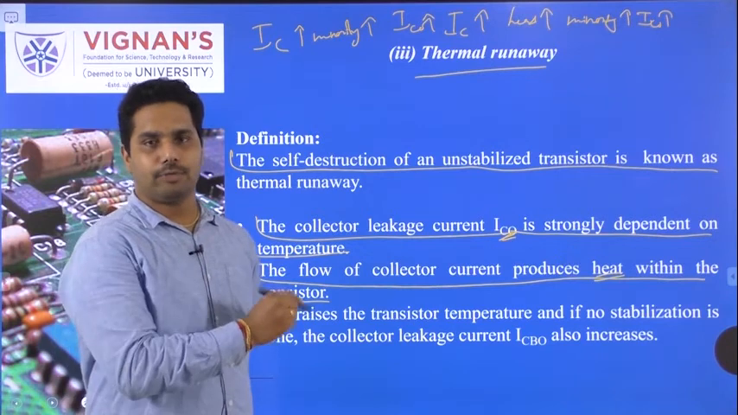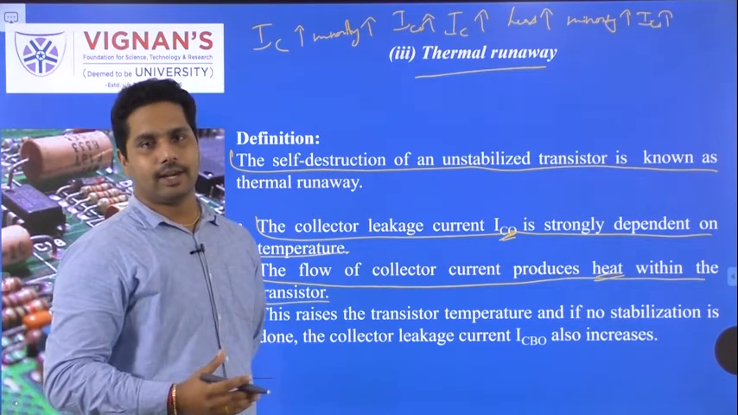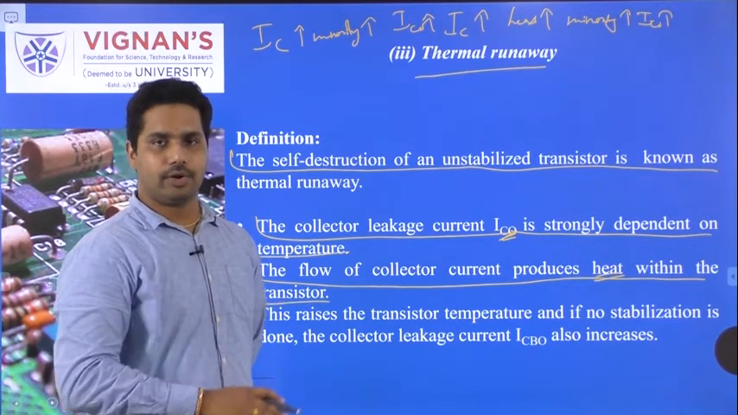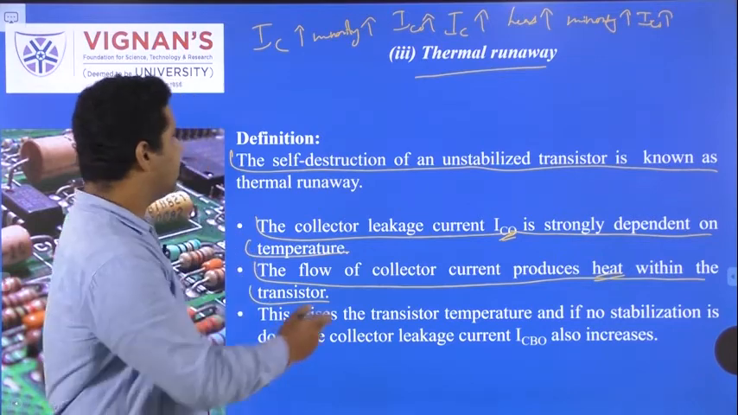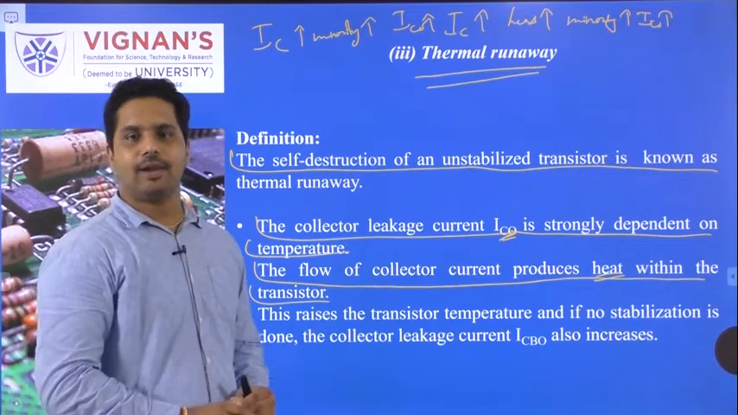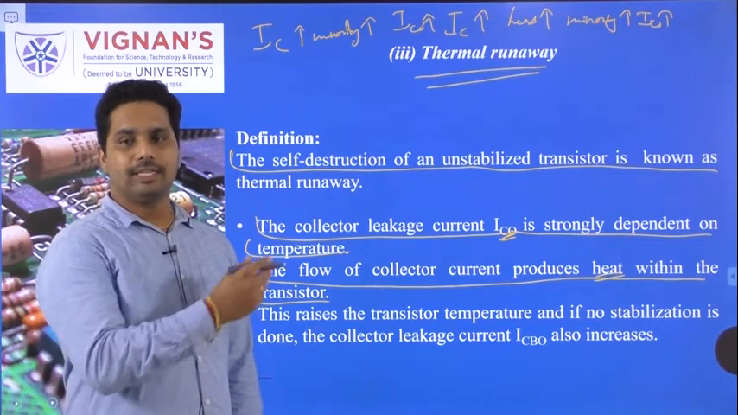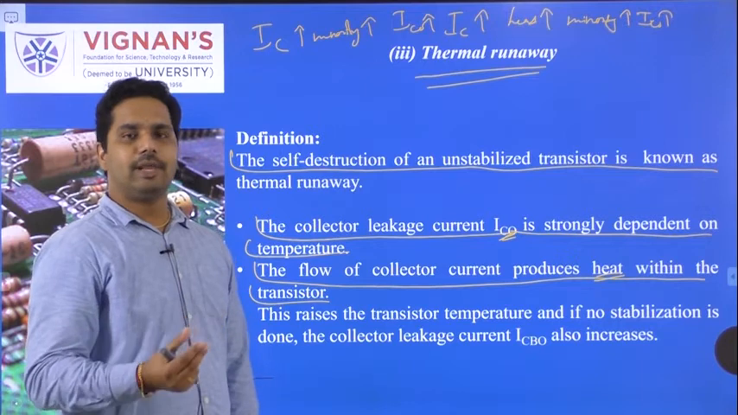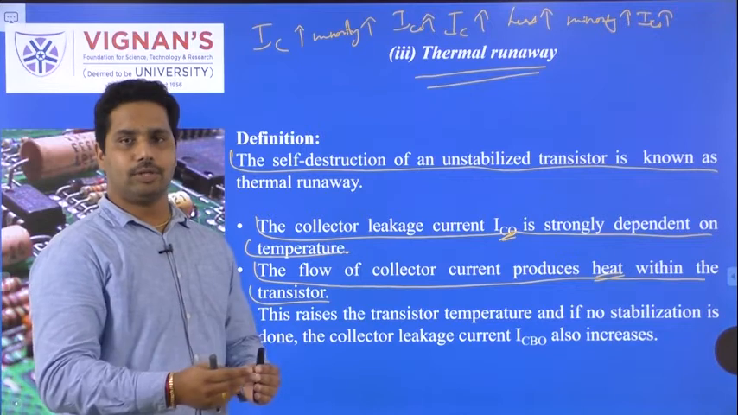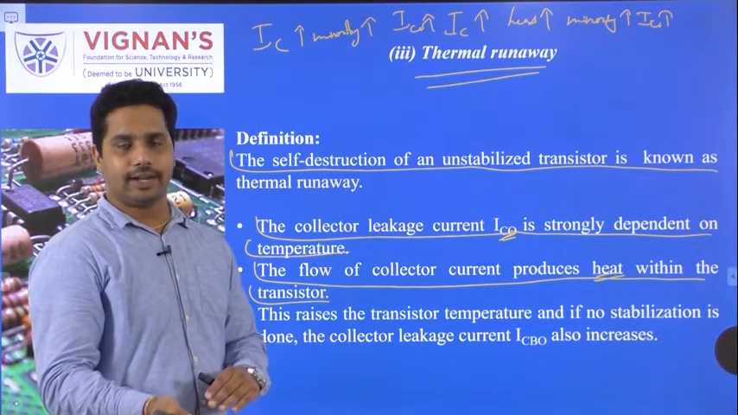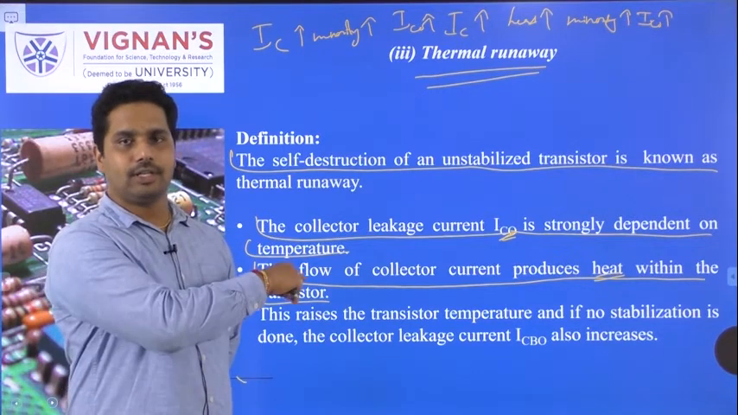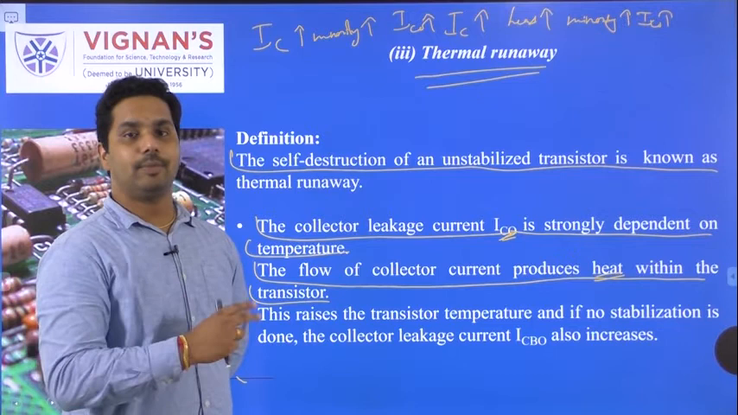At one point of time, an enormous amount of collector current will be generated. At that time, the BJT will be completely destroyed. And this is known as thermal runaway. In order to avoid thermal runaway, we have to do stabilization. We have to stabilize the collector current. Even though temperature is varying, and even though minority carriers are generated, which results in an increment of leakage current, it should not reflect on the collector current. The collector current should be stabilized.